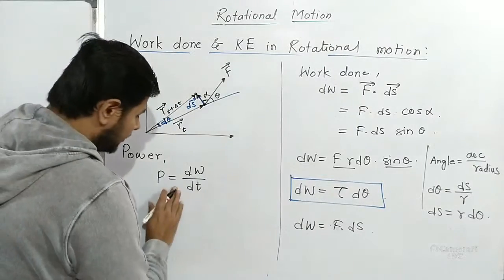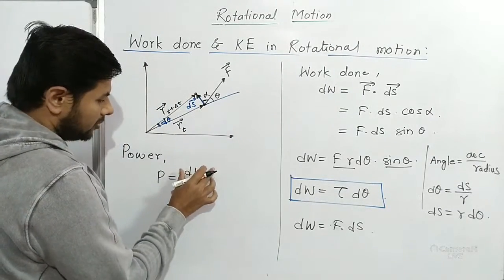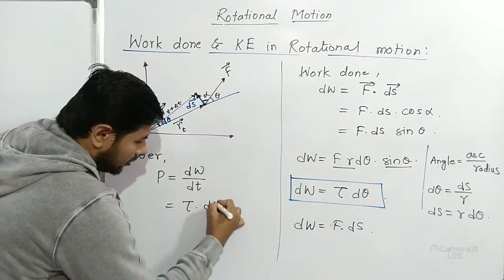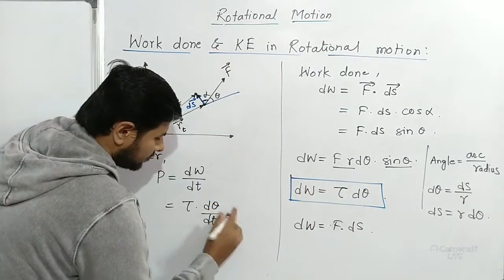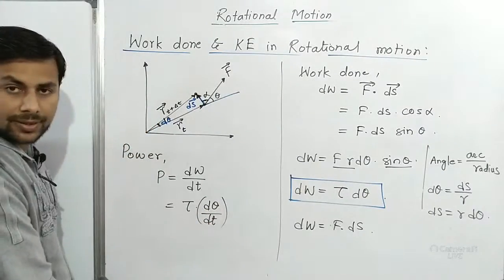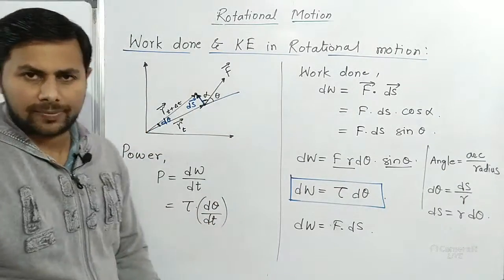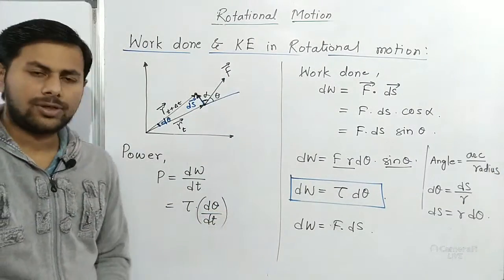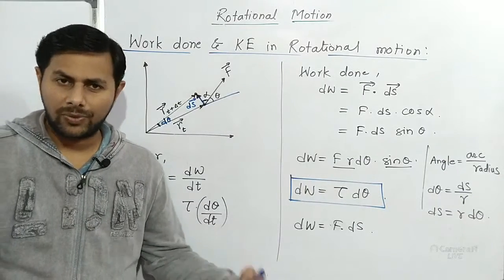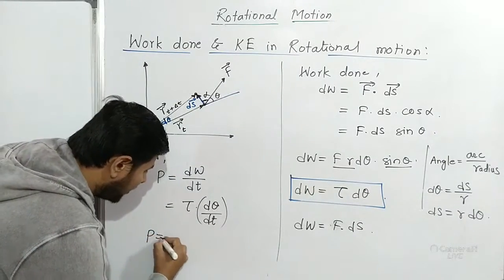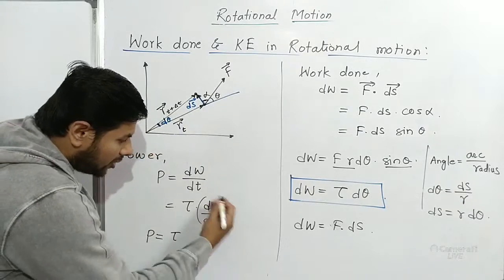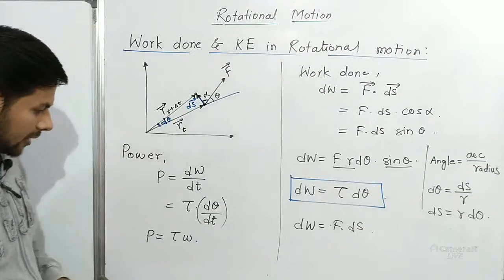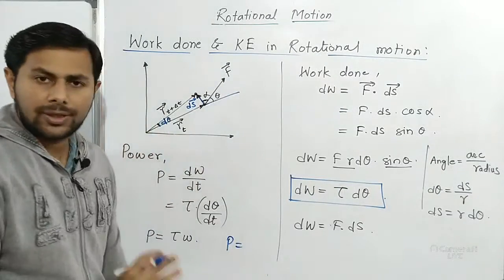So if I do that, what do I get? In place of dW I will write tau d theta, so I have tau d theta by dt. And what is d theta by dt? It is omega: the rate of change of angular displacement with respect to time is angular velocity. So we have power in case of rotational motion as tau multiplied by omega. And again you can see it is analogous to power in case of linear motion.